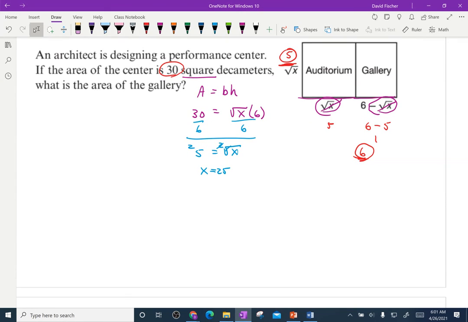So let's see the area of the center. What's the question here? The area of the gallery. So just x equals 25 decameters, I guess the way you say it. Okay.